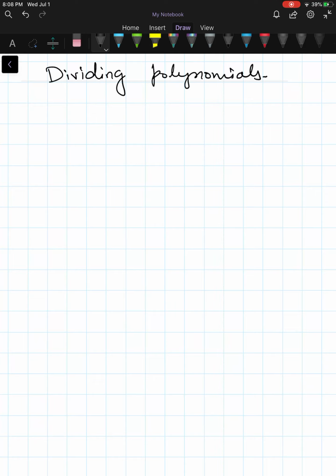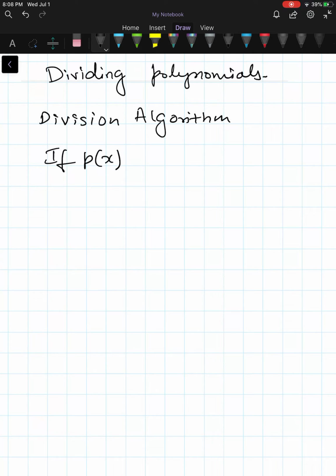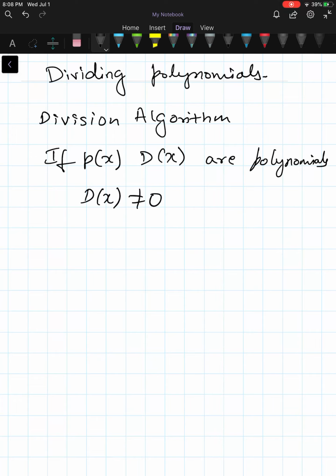So to divide, state the division algorithm. If p of x and d of x are polynomials, and d of x is not equal to 0. This is very important. In a fraction, you cannot have the denominator be 0, that is undefined.